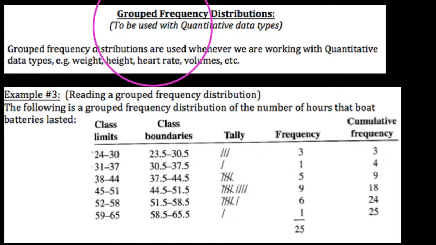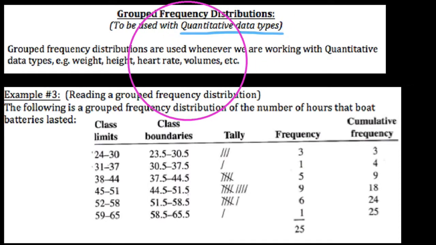So let's go ahead and start by defining what we mean by a grouped frequency distribution. These are distributions that are used when we talk about quantitative data types. Okay, so these are numerical data types, things like weight, height, mass, volumes, heart rate. Anything that you can count. For the most part, we use a grouped frequency distribution for quantitative data types, okay?